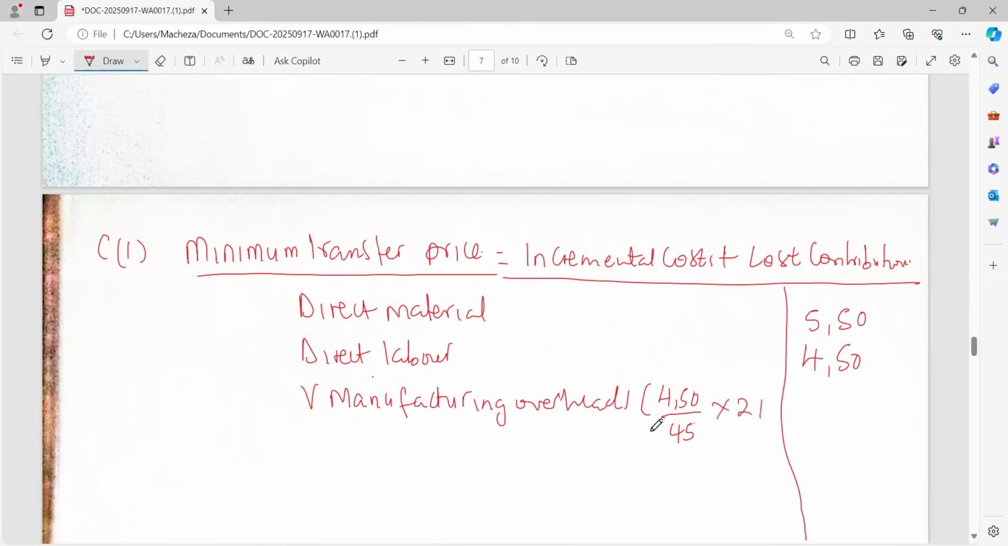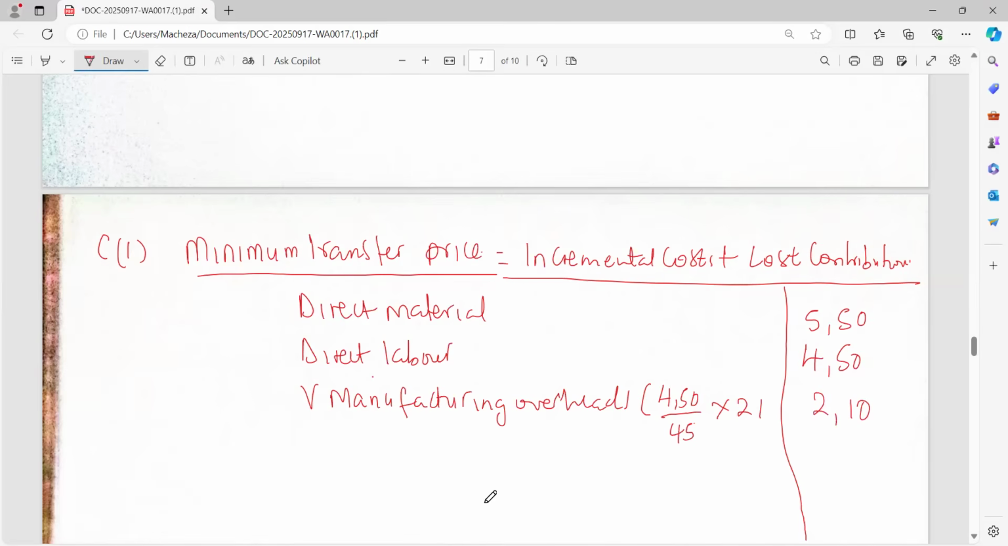How much are we going to have there? It's R4.50 divided by 45 times 21 Rand, which gives 2 Rand 10 cents, right? So this is going to be the variable cost.